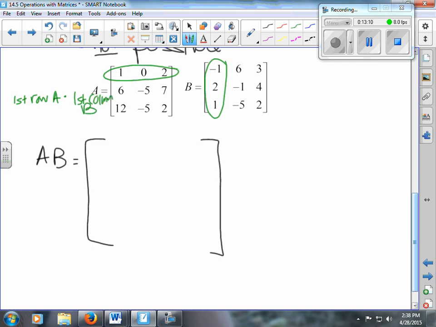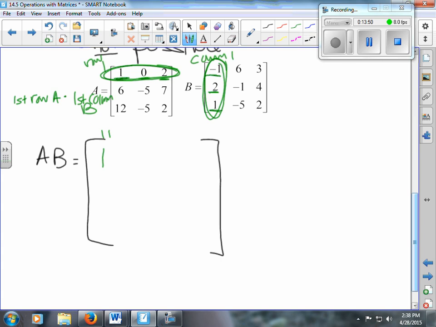Okay? And so I'm going to take 1 times negative 1 plus 0 times 2 plus 2 times 1. So 1 times negative 1, negative 1, plus 0 times 2, so negative 1 plus 0, plus 2 times 1 plus 2. So I get negative 1 plus 0 plus 2, that's 1. So 1 was the answer I got from the dot product of the first row with the first column. Row 1, column 1 dot product goes in the 1, 1 entry.